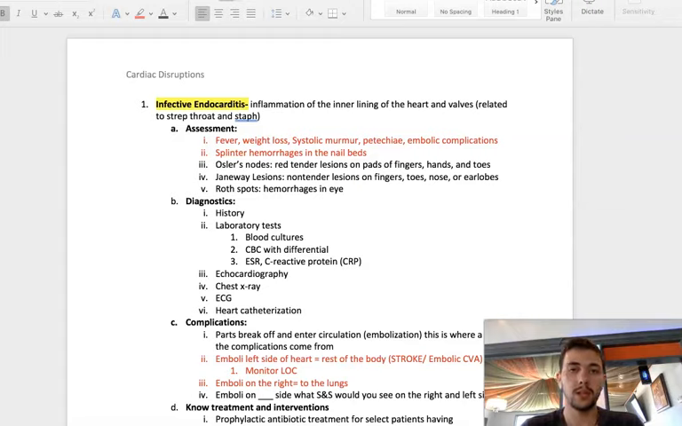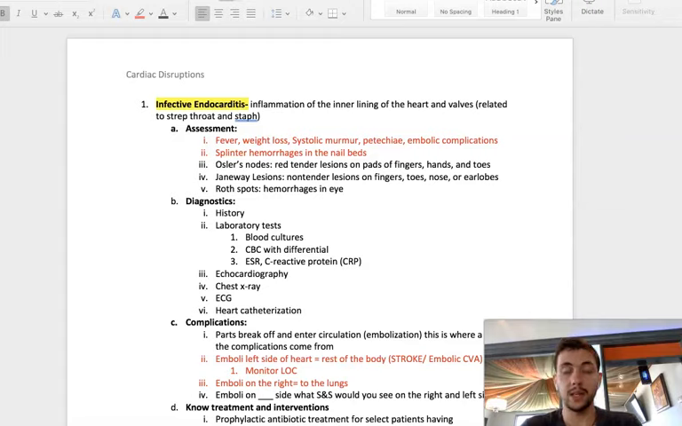So today I'm just going to talk about the cardiovascular disruptions. First we're going to start with infective endocarditis. Basically, when you look at that, you need to break down the word. If it's big, you need to break it down. For example, infective endocarditis, right?